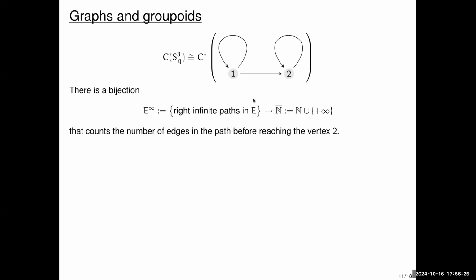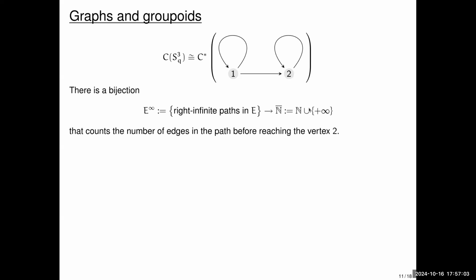So there is a bijection. You can label each one of these right infinite paths by a natural number or infinity, where infinity is the path where you don't leave this loop. You do this loop infinitely many times. And the natural number n corresponds to the path that before reaching the vertex 2 has length n. So basically, you cut the path, you cut the loops around the 2, it becomes finite. You look at the length, and this is the natural number.